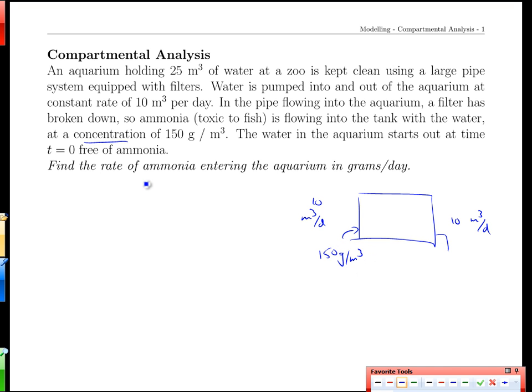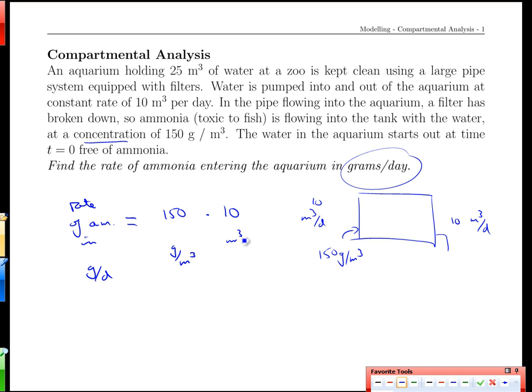Let's take a look at how we can break down the mathematical analysis. Find the rate of ammonia entering the aquarium in grams per day. So, key thing for this kind of model again is units. If we have rate of ammonia in grams per day, the concentration matters very clearly, because that's grams per meter cubed. How is that moderated though? Well, the rate of ammonia in depends as well on how fast water is being poured in. If we had a little trickle of polluted water coming in, then not much ammonia would make it in. But we have 10 cubic meters coming in per day.